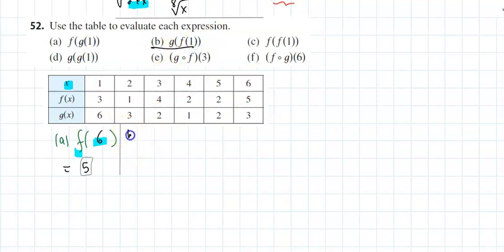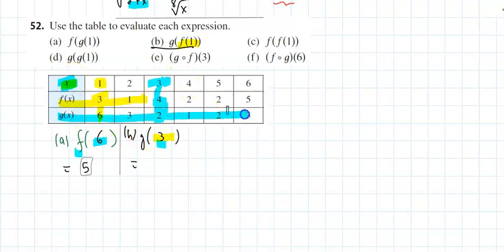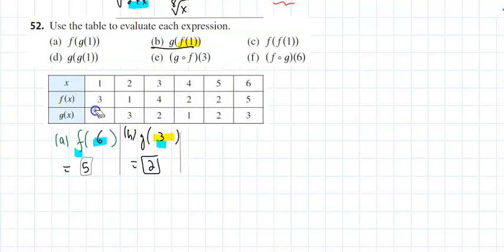B, if I want g of f of 1. What is f of 1? X equal 1 is right there. It's one of those two values. What would that be? I want the f. I want the 3. And this is saying now, if x equals 3, it's one of those two values. Where's g? There's g, so that would be a 2. Simple, no? Something you gotta adjust to because it has a lot of applications.